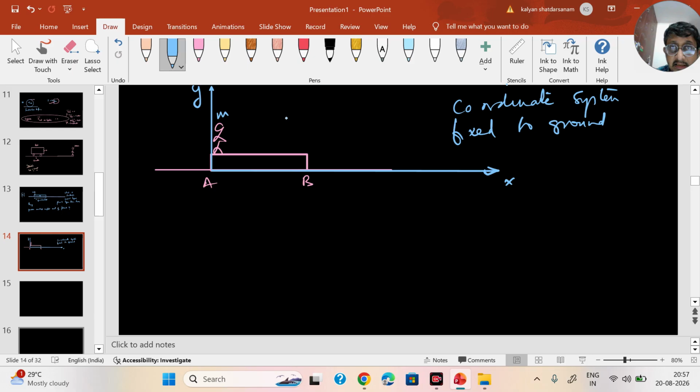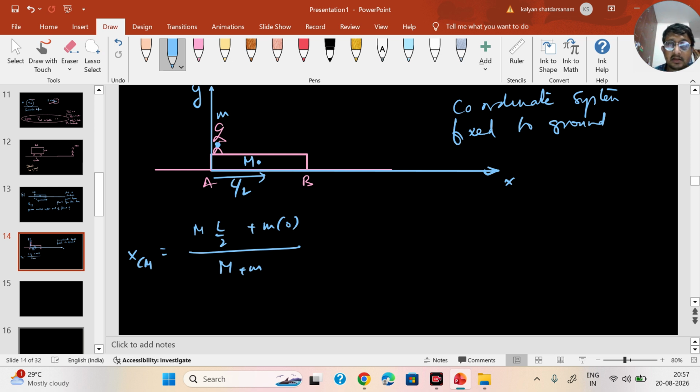Now my mass is m, plank mass is capital M, and the plank's center of mass is here. My center of mass is somewhere here. Where is the net center of mass of the system in the x direction? So I'll calculate M into L by 2, because the plank's center of mass is at L by 2, plus m into 0. The person is right now at the origin, so his center of mass is 0, divided by m plus M. This is the x coordinate of the center of mass of the system. This will remain the same. It will not change. Why? Because external force on system is 0.